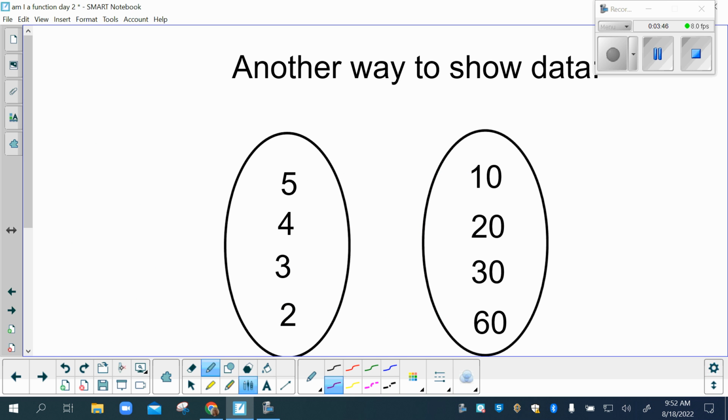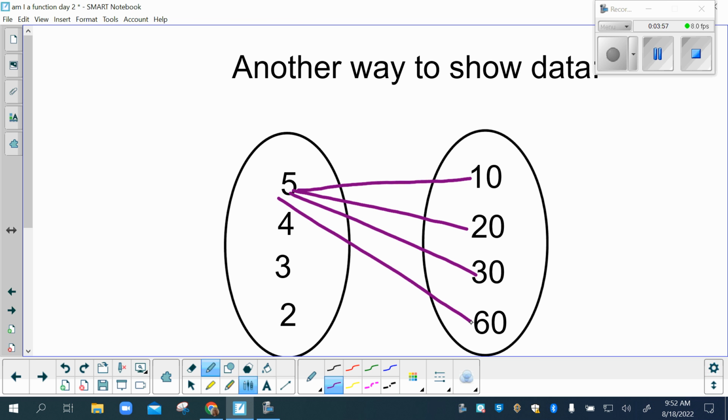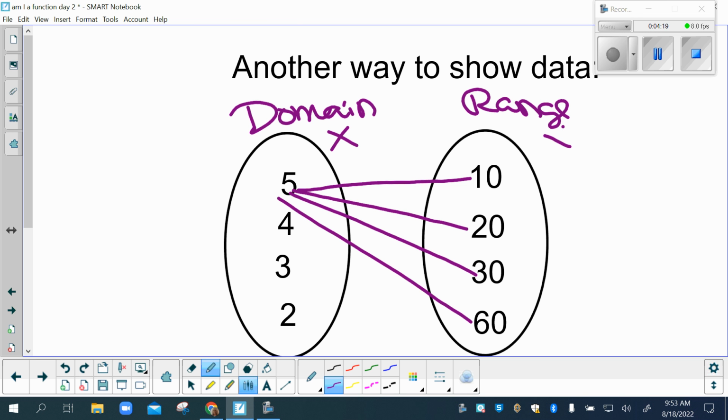Okay, so check out what's happening here. I'm going to do another one, and watch this. I'm going to make 5 go to 10. I'm going to make 5 go to 20. I'm going to make 5 go to 30. I'm going to make 5 go to 60. Is that a function? No, because I'm using the 5 too many times, right? That's what's nice about mapping, it's super obvious. When you're mapping, these are your domains, these are your x's, and each can only get used once. All we really care about is the domains. They only get used once. So that would not be a function.